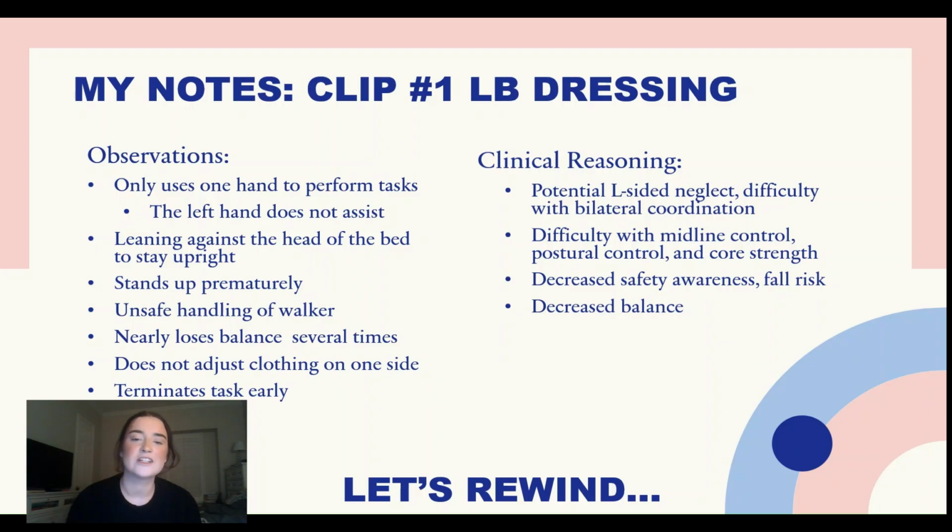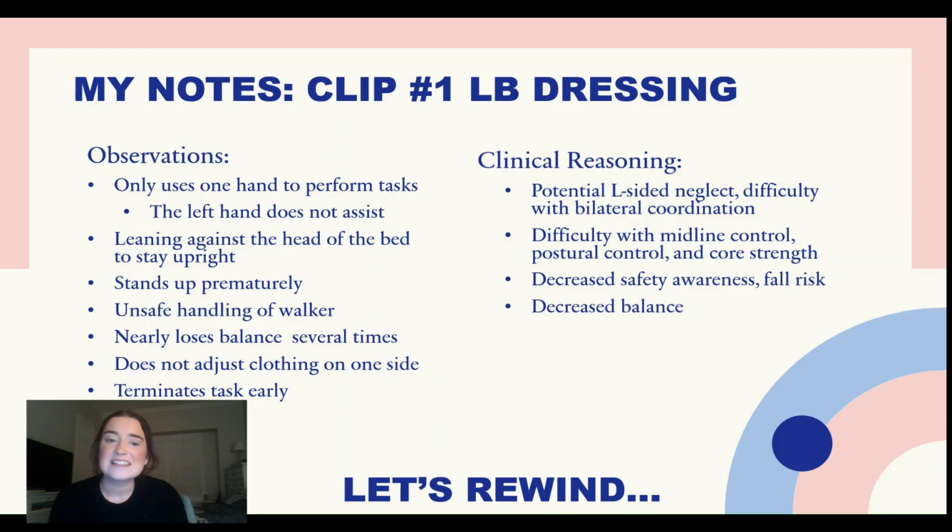So, with these observations, I then start to think about the why. What is my clinical reasoning based on what I saw? With her only using one hand to perform the task and not adjusting clothes on one side, I immediately start thinking about maybe there's left sided neglect happening. Maybe she's not fully aware of her left side, or maybe there's something going on with her bilateral coordination. Bilateral coordination is using both hands at the same time to perform a task. So maybe those are skills to work on.